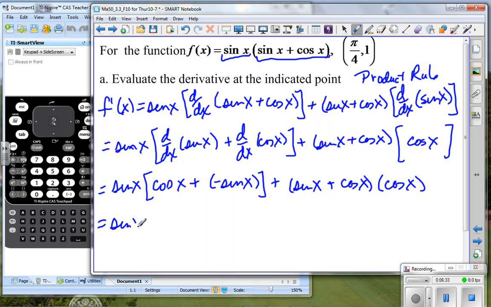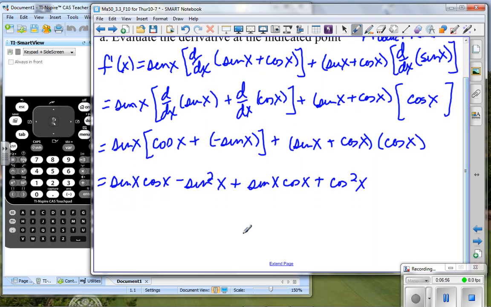So I have sine x cosine x minus sine squared x, and again I'll use the distributive property over here, plus sine x cosine x plus cosine squared x. So we've taken one line of algebra. Now at this point, I need you to think about those trig identities again.